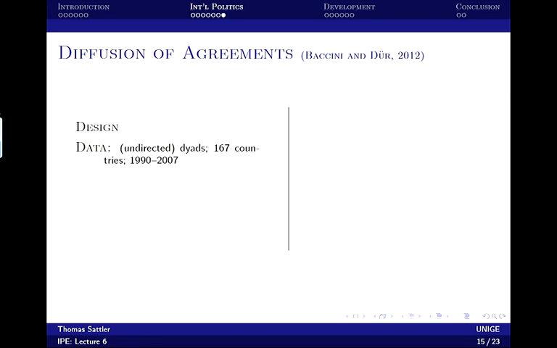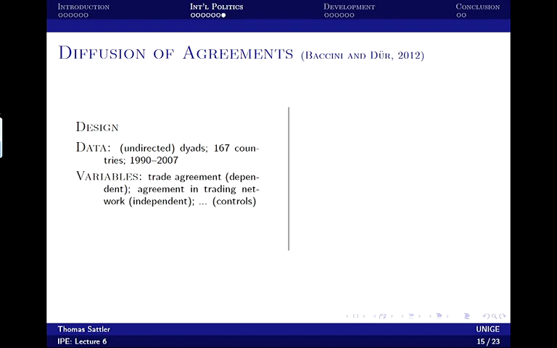with another country, right? Domino theory says that if Mexico concludes an agreement with the US, then the EU will conclude an agreement with Mexico, right? So the trade agreement is the dependent variable between those two countries. And the agreement, a third-party agreement in the trading network, is the independent variable.